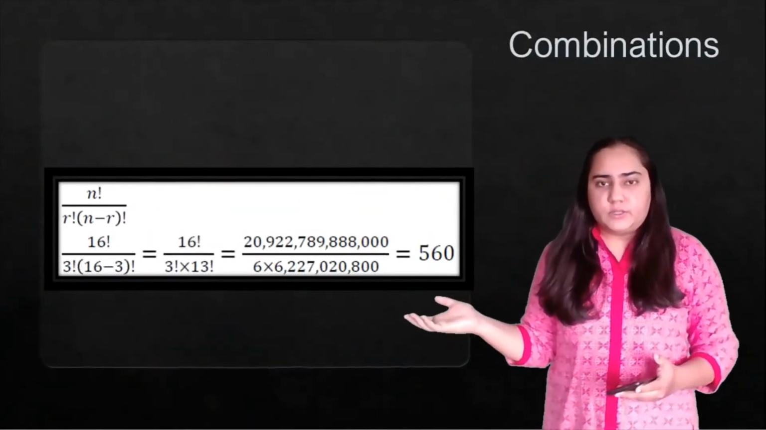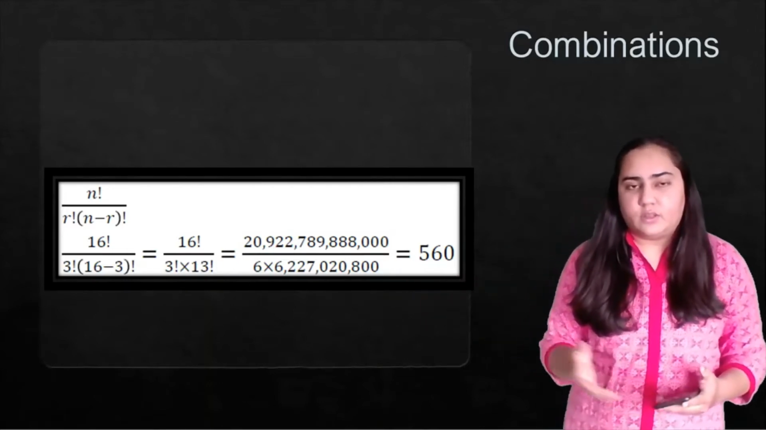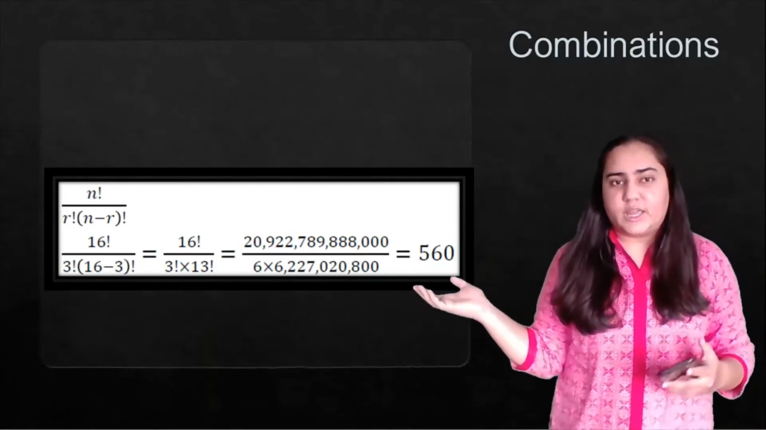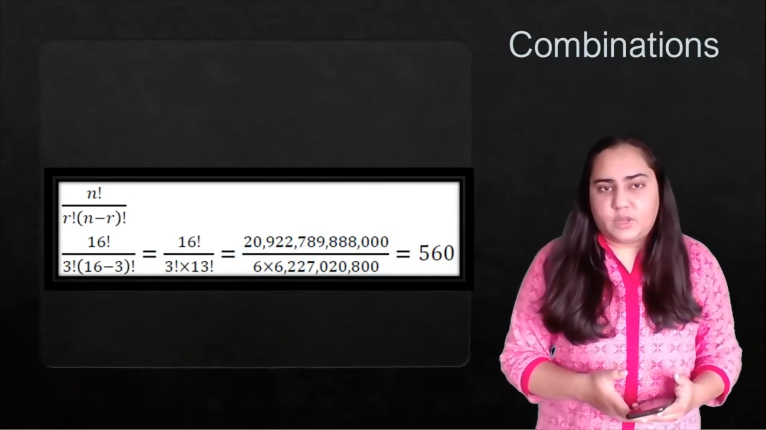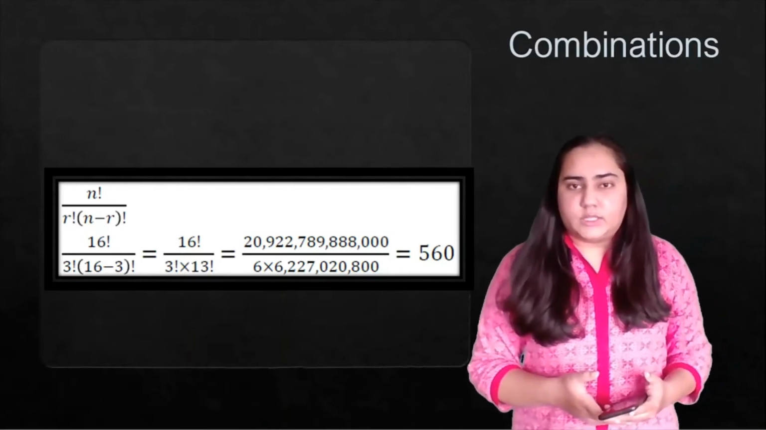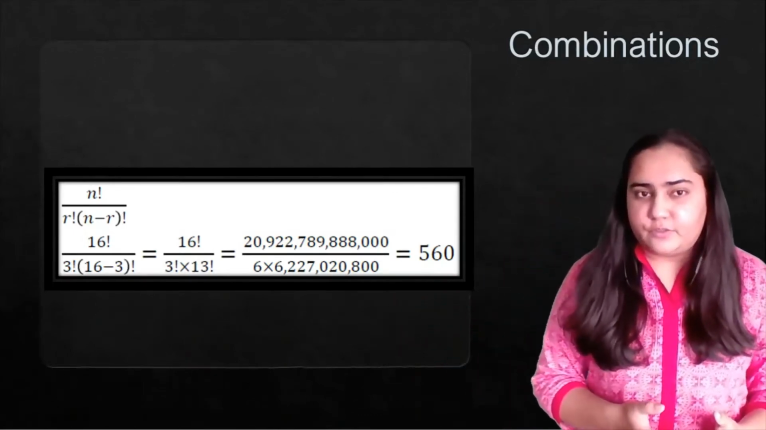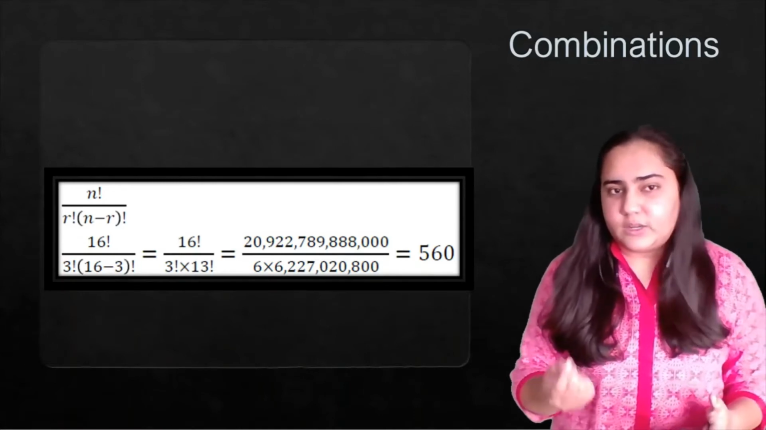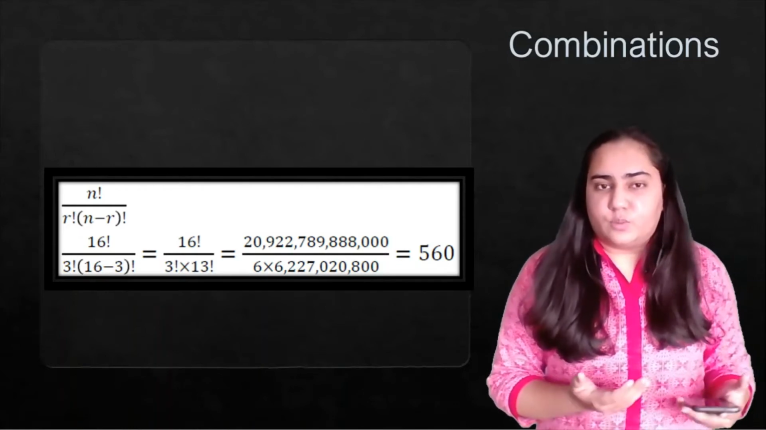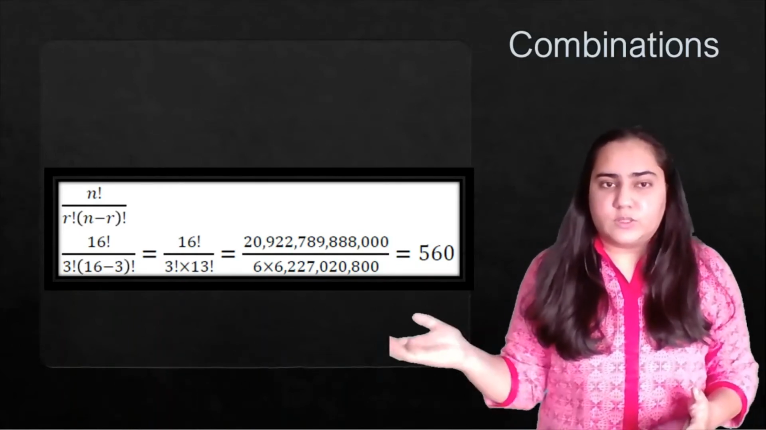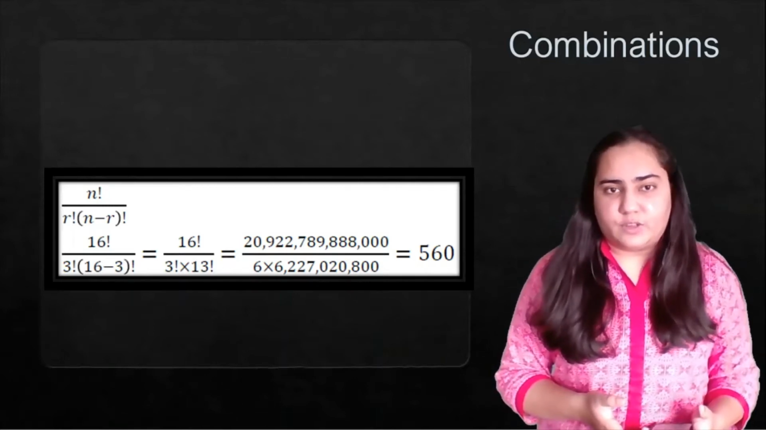Now, combinations are solved in this manner. The formula for combination is n factorial divided by r factorial into n minus r factorial. The formula is slightly different from permutations because you just added that r factorial in the denominator, which wasn't present in permutation. So this is the formula, n factorial upon r factorial into n minus r factorial.